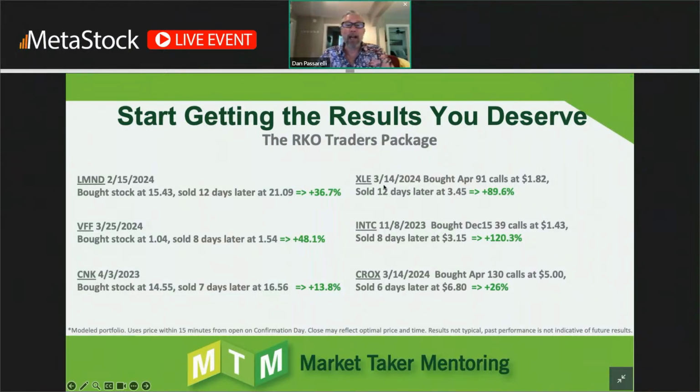In the options, in XLE, a trader could have bought the April 91 calls at $1.82 and sold them 12 days later at $3.45, locking in an 89.6% profit. Just to make that more tangible, if a trader bought, say, 5 of those calls, he or she could have made $815 in profit on just that one trade. And that's just hitting the haircut profit target that was set.